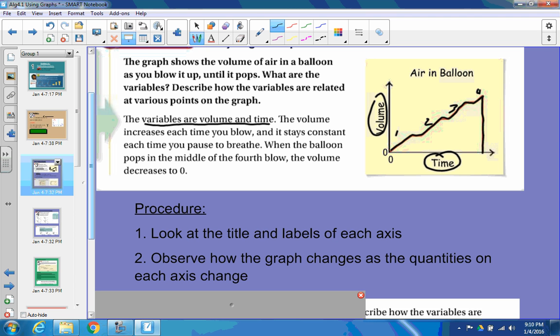Well, I only have two steps here for you. Step 1: look at the title and labels. If you're looking at a graph dealing with air in a balloon, and the labels for the axes were time and volume, those are your variables. And you can figure out that as time goes up, the volume goes up until it pops. Step 2 is to observe how the graph changes as the quantities on each axis change. So how does the graph change when time goes up? How does the volume change when time goes up, and vice versa?